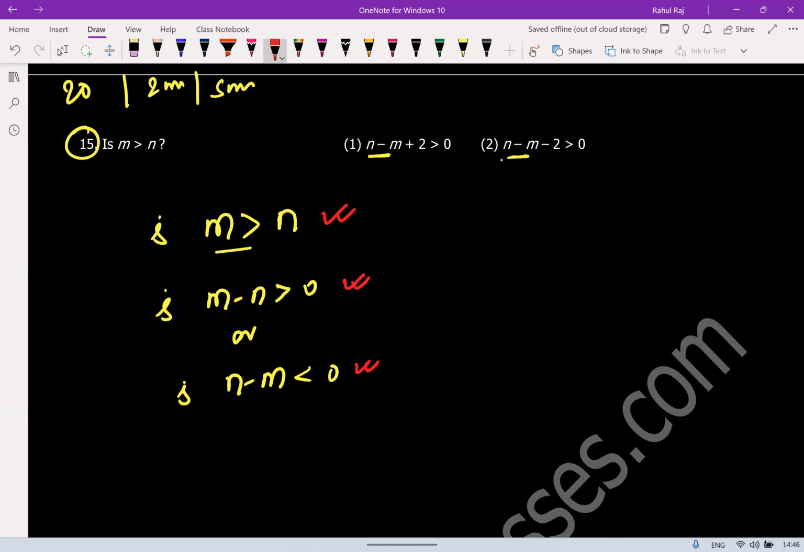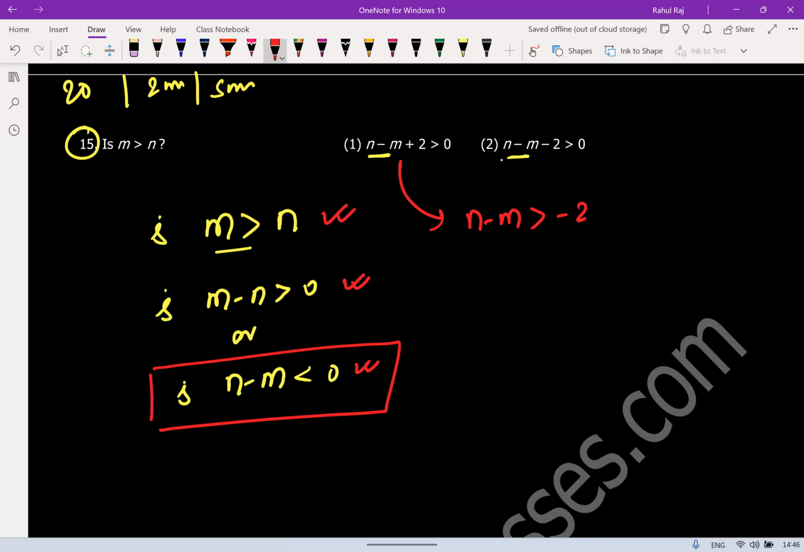Am I right? Any problem over here? So my question is N minus M less than 0. I will go ahead with this question because my statements are given in these terms. Option number 1 says that N minus M is greater than negative 2. If N minus M is greater than negative 2, it can be equal to negative 1 or it can be equal to 2. When it is equal to negative 1, it's a yes situation, less than 0. When it is equal to 2, it's a no situation, not less than 0. So I can say this is not sufficient.